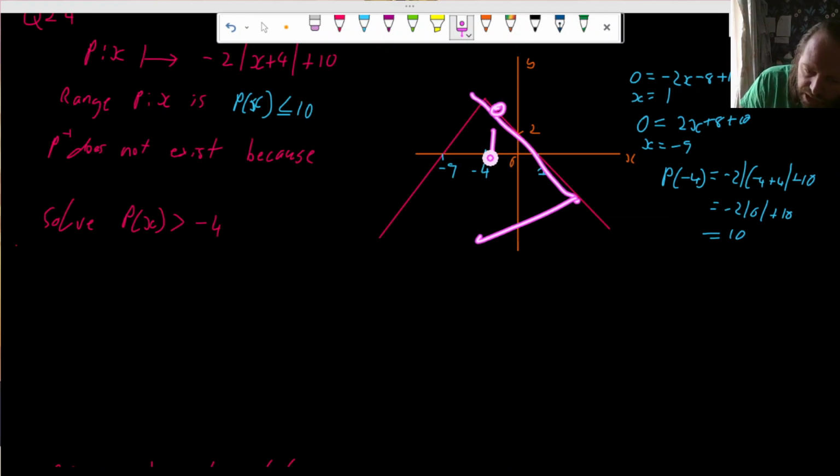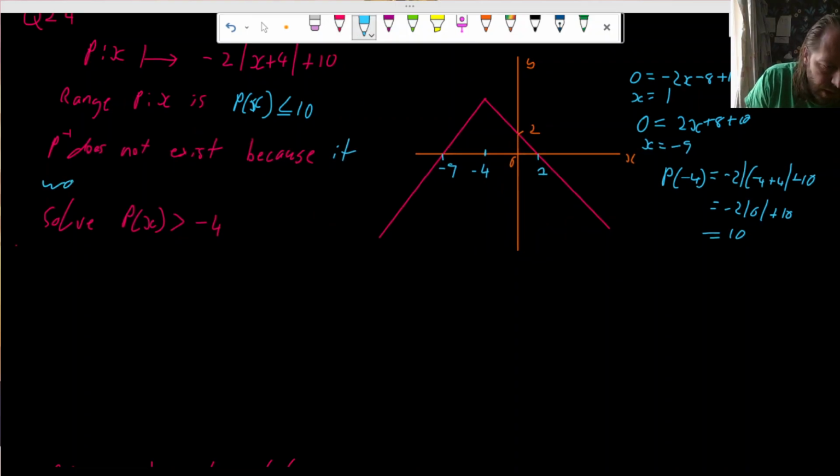I get a result here, I get a result here. It's a 1 to many result. So the inverse of p does not exist, because it would be a 1 to many graph, so not a function.